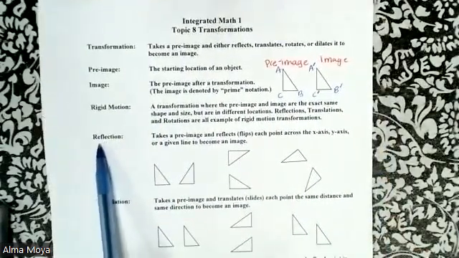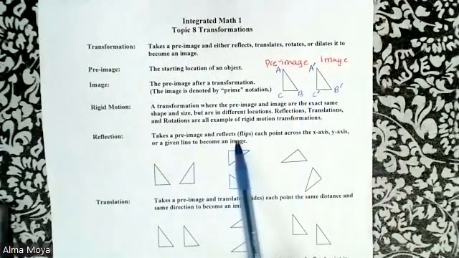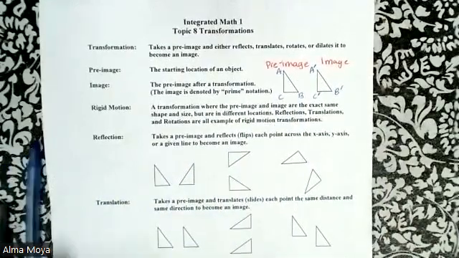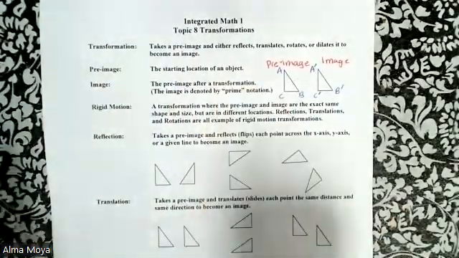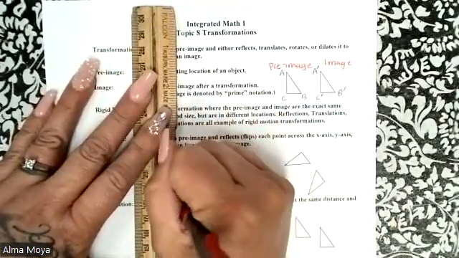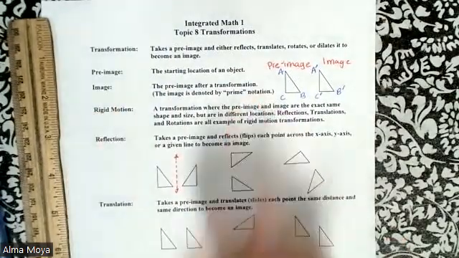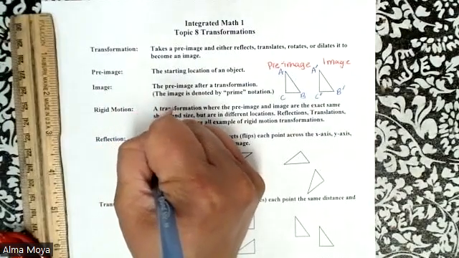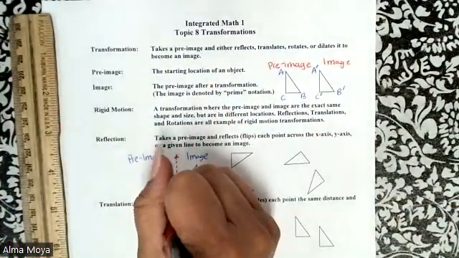So the first transformation we're going to start off with is a reflection. A reflection takes the pre-image, so what you're starting with, and it basically flips each point across the x-axis, the y-axis, or a given line. So right here, this is going to be my pre-image, this beginning part. And then when I reflect it, basically it's flipping from here to here. So this is going to be the line of reflection right here. So basically I'm taking this one and flipping it over here. So this one is going to be my pre-image, and this one is going to be my image. And since it's going up and down, I'm going to say this is my y-axis.